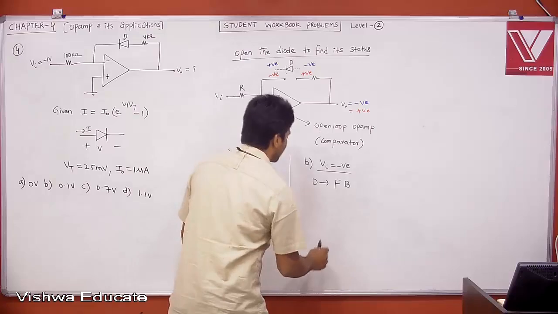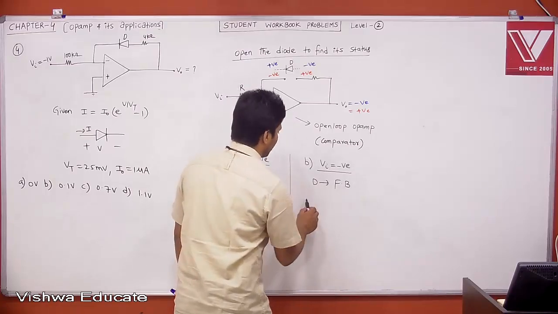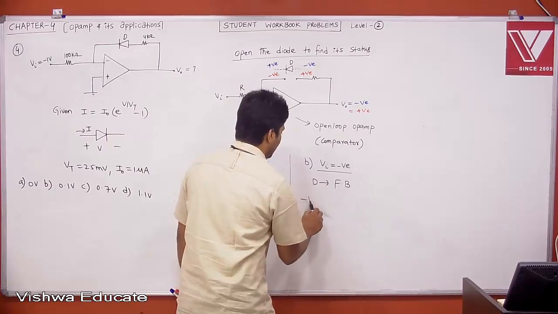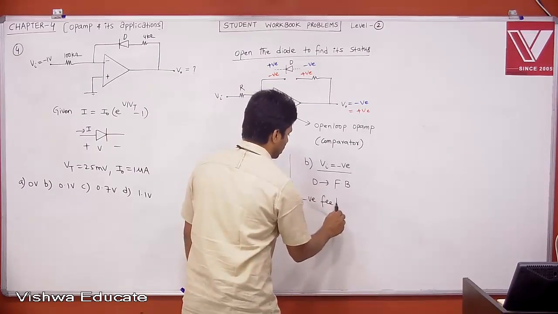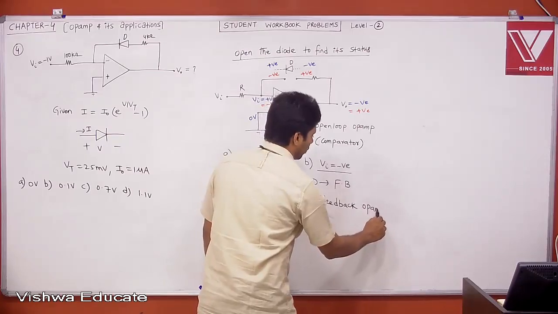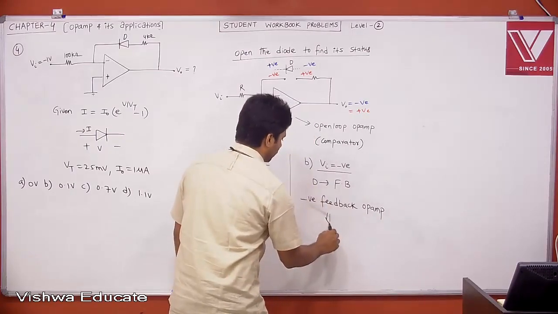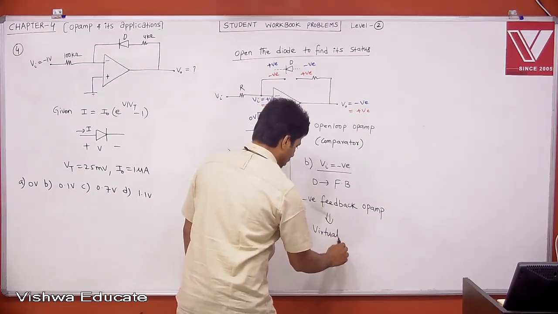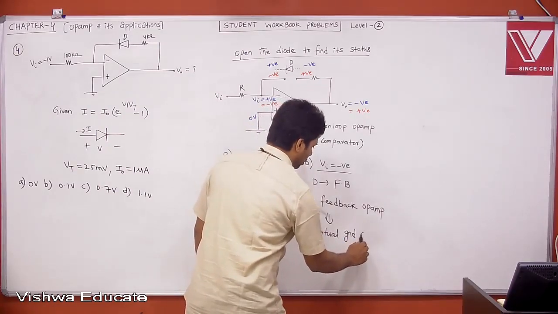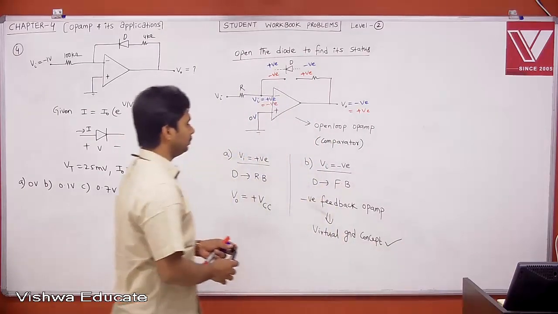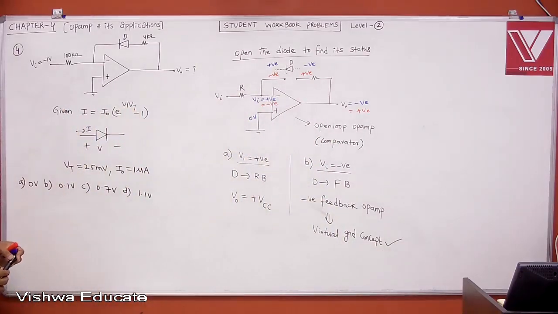Therefore, now the diode is conducting. When the diode is conducting, negative feedback will come into the picture. When it is a negative feedback op amp, then the virtual ground concept is valid. Then we need to solve the problem.